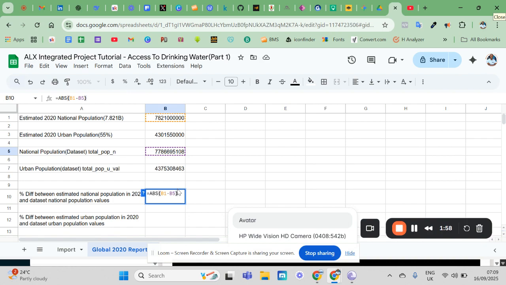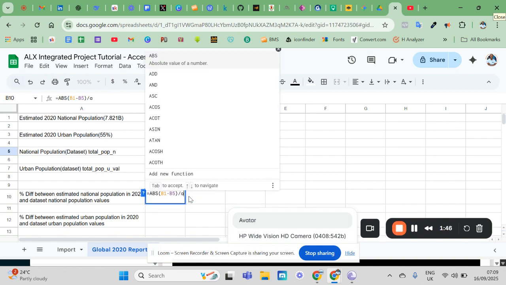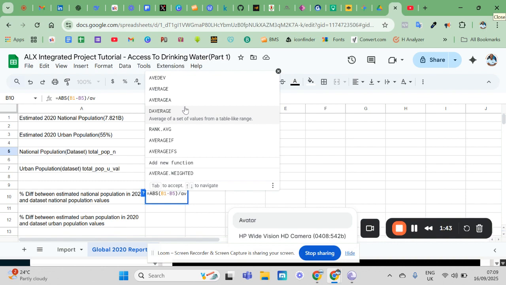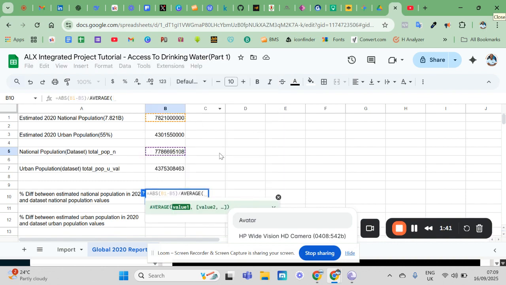Then I can introduce a division sign because I'm coming to the lower side of it. The lower side, I said, is an average. So you use the average, you look for it. Here we are. The average needed two values. So these are the second value, then a comma, our first value, and then we are done with that. We can now close our bracket.